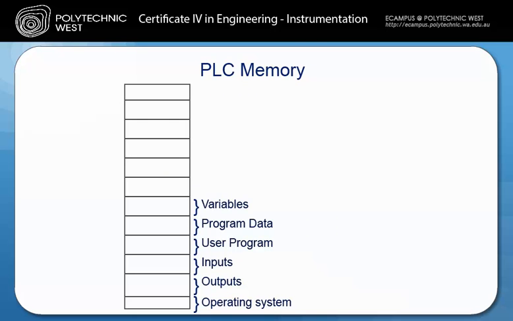Areas. For example, at the bottom we have the operating system that tells the CPU that it is a PLC. Then we have the inputs, outputs, our program, data and variables. If we want to control a device, then we need a way to transfer an analog value to the location of the output that the device is connected to.